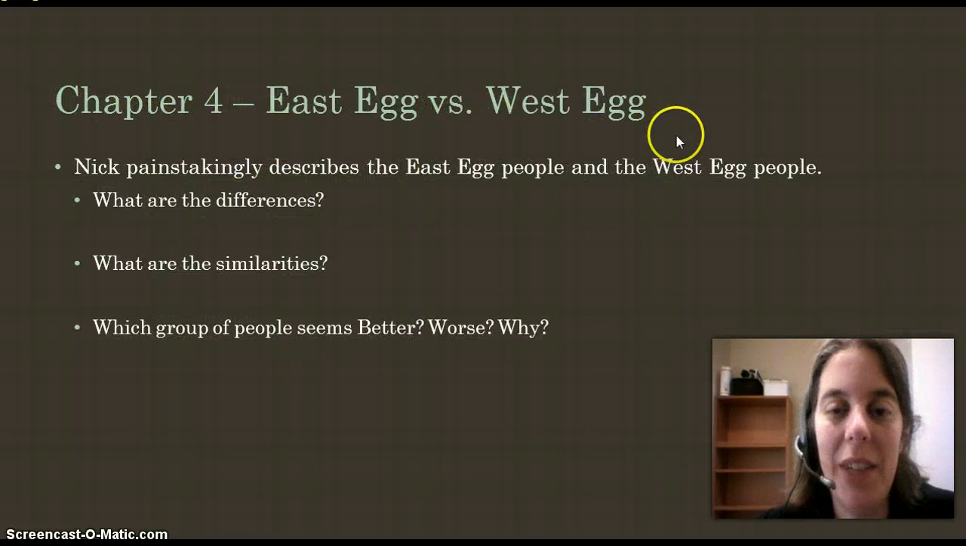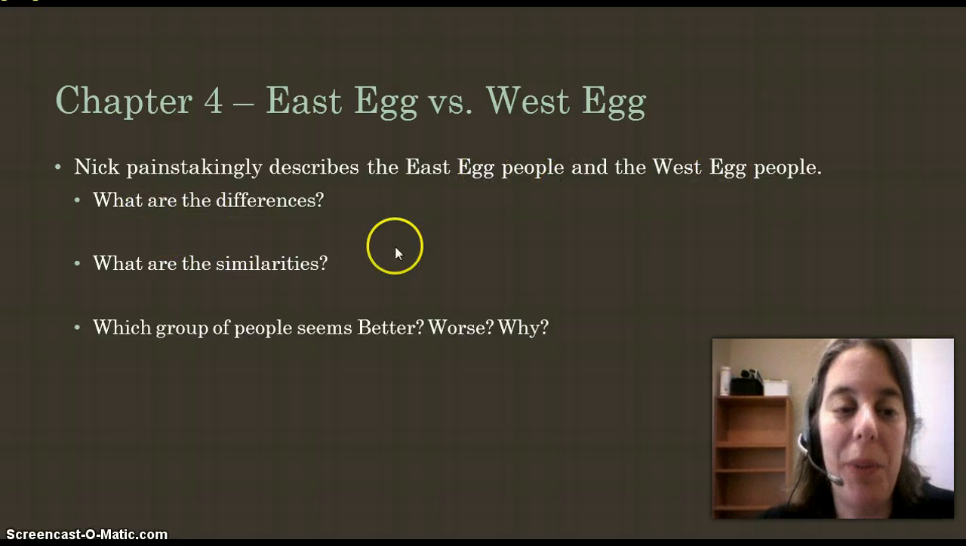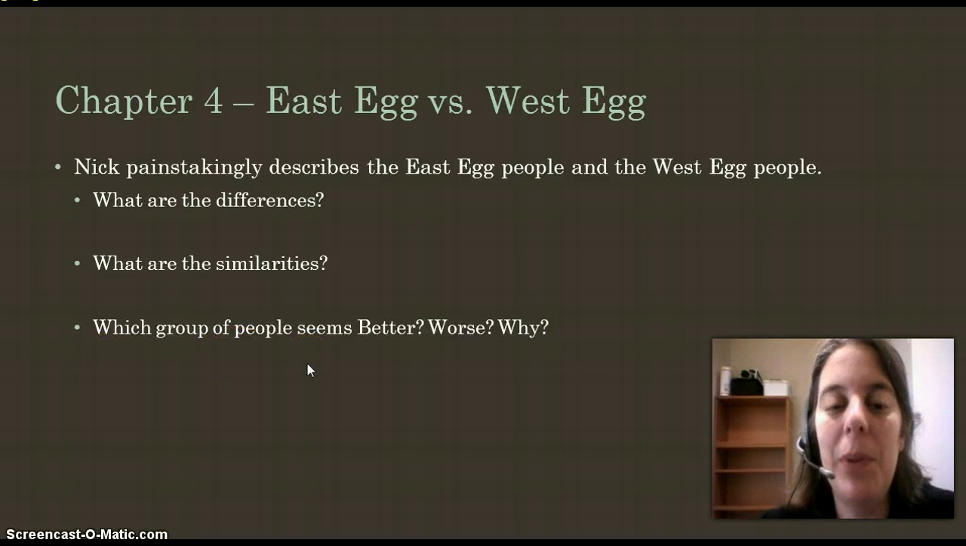Chapter 4, East Egg versus West Egg. Nick takes the whole few pages in the beginning of Chapter 4 to describe people from East Egg and West Egg. What I want you to do is tell me what the differences and similarities there are, and which group of people seems to be better or worse, and why. That'll be one of your questions in the quiz following.